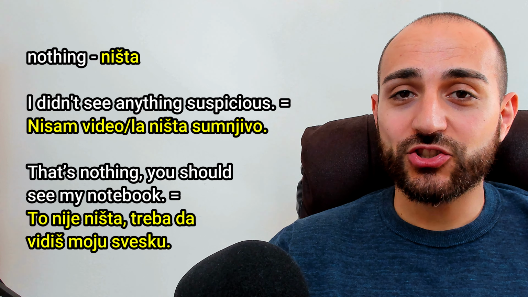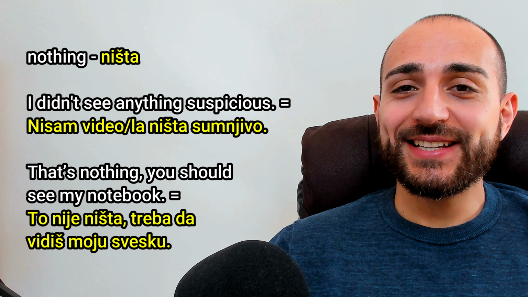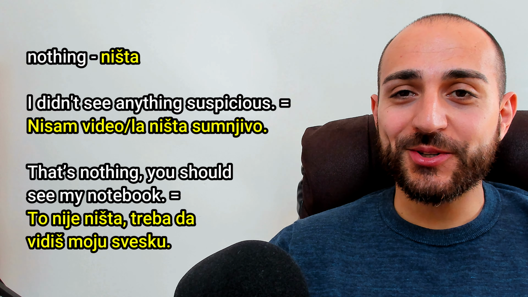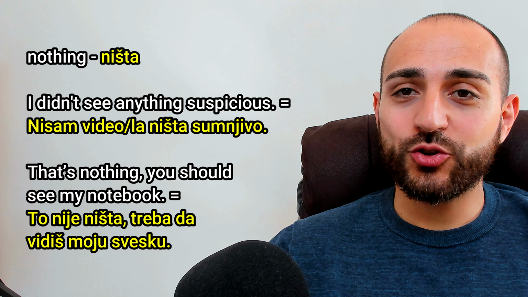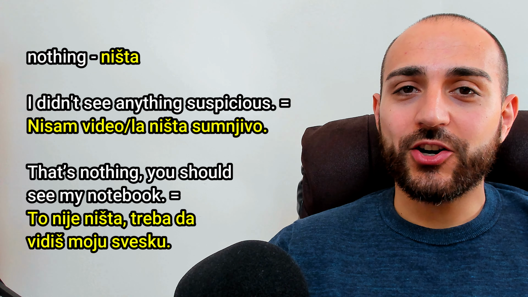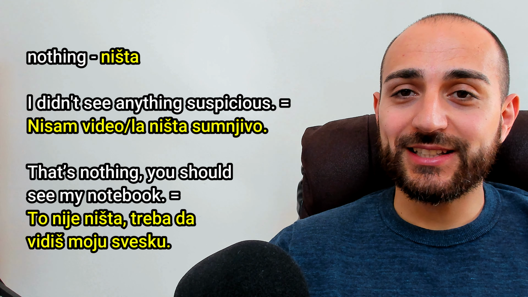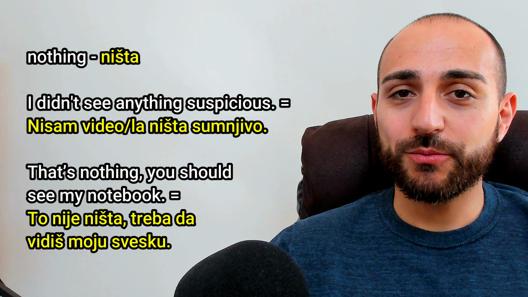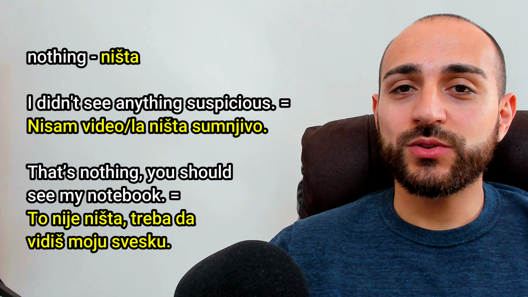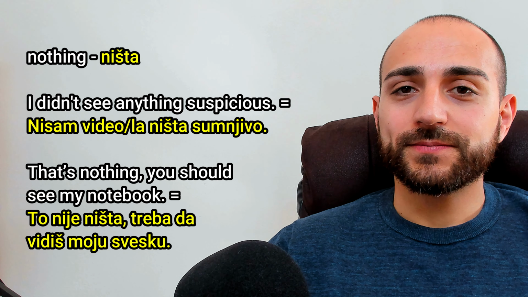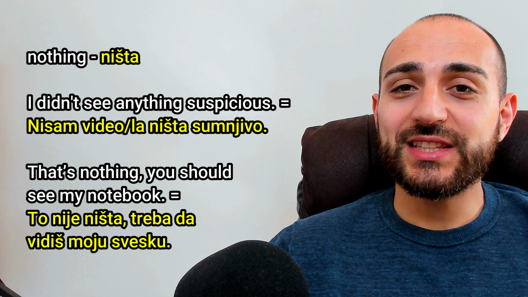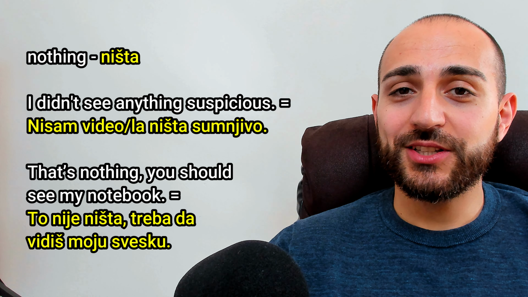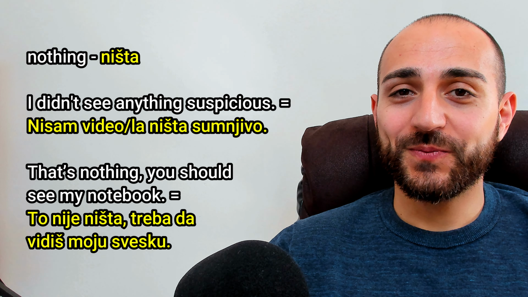Nothing, ništa. I didn't see anything suspicious. So in Serbian, this would be I didn't see nothing suspicious, right? Words like nothing, no one, nowhere are not considered negative. So you still have to negate your verb. Nisam video ništa sumnjivo. That's nothing. You should see my notebook. To nije ništa. Treba da vidiš moju svesku.